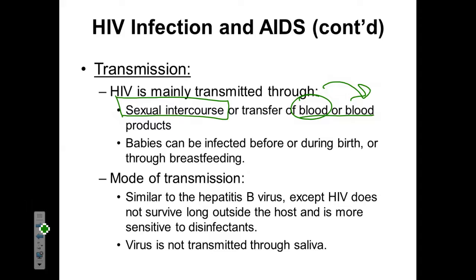Modes of transmission for HIV are going to be very similar to the hepatitis B virus, with the exception that HIV is not a robust virion particle.